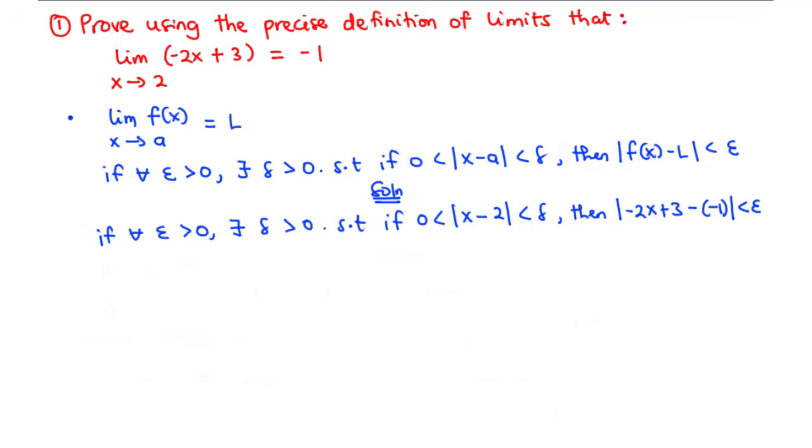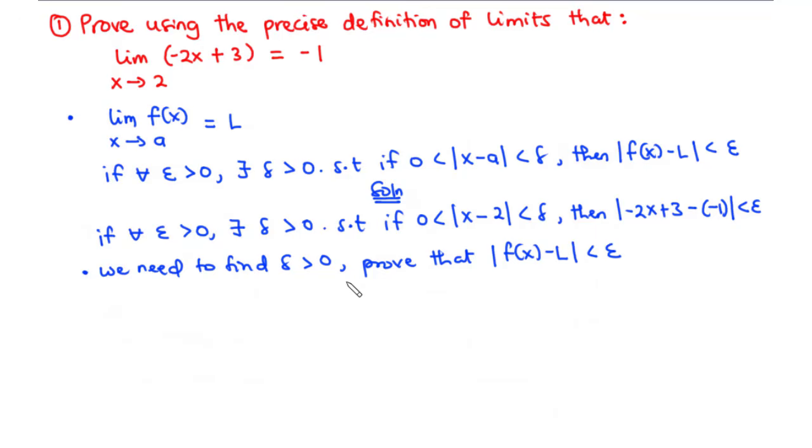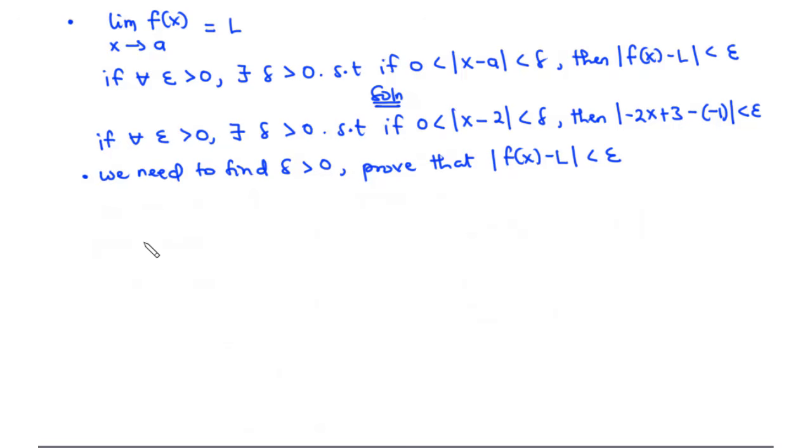is less than epsilon. So actually what we are going to do here is first we need to find delta greater than 0, and then next we prove that the absolute value of f of x minus L is less than epsilon. So these are the two main things we are going to do here. So let's start the solution process.